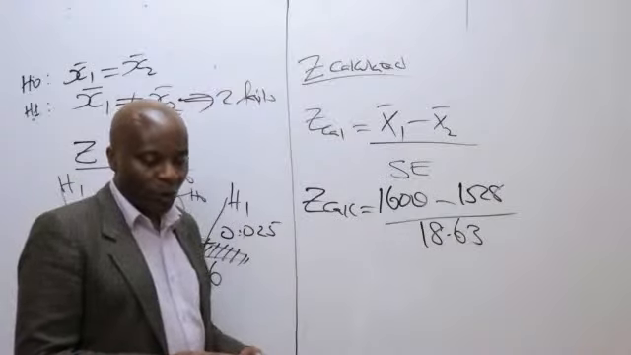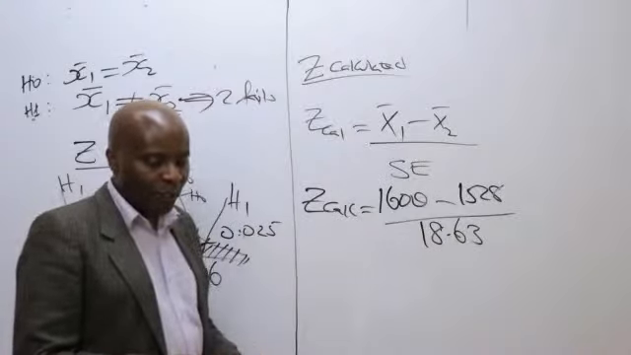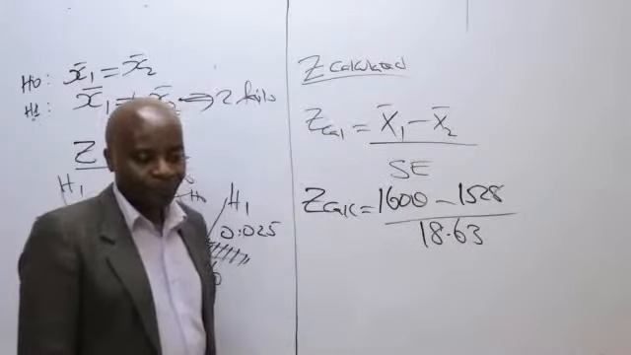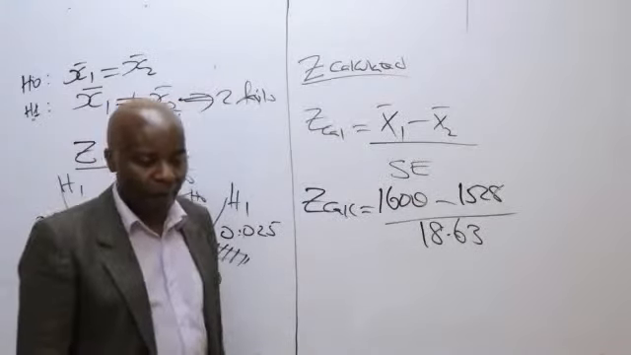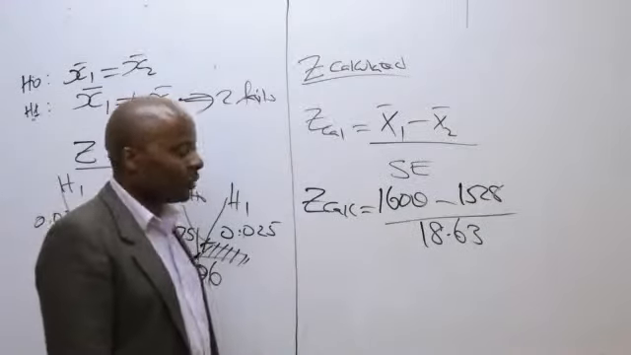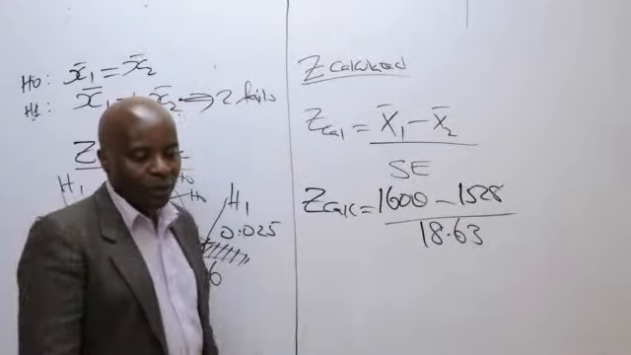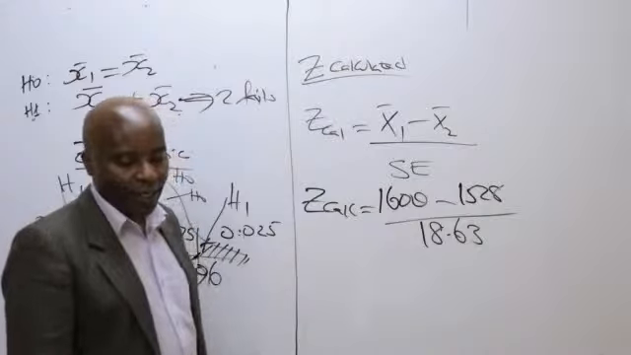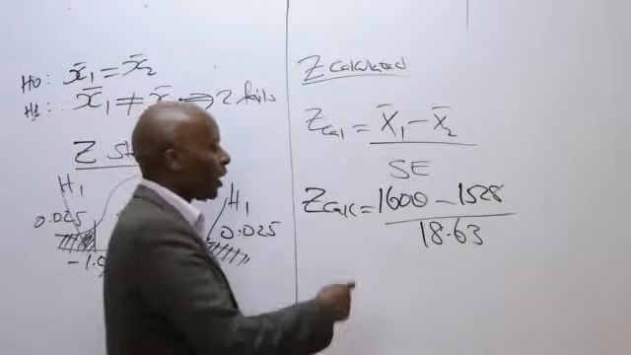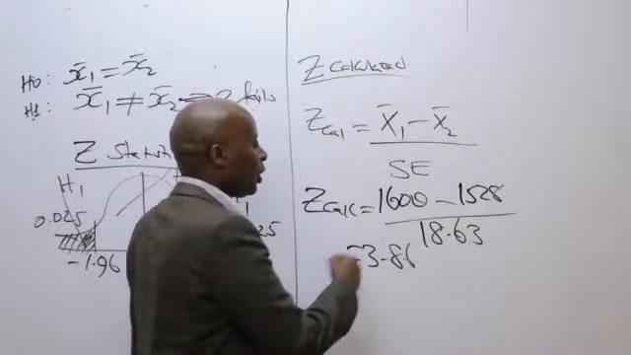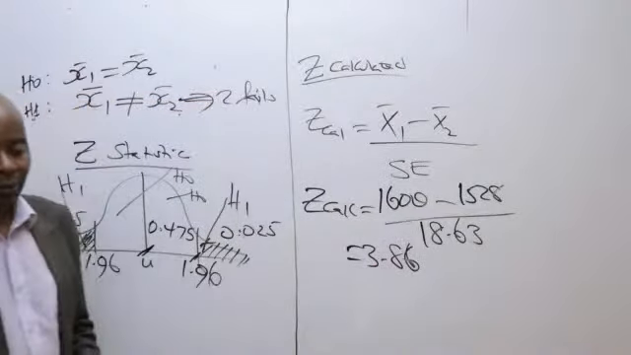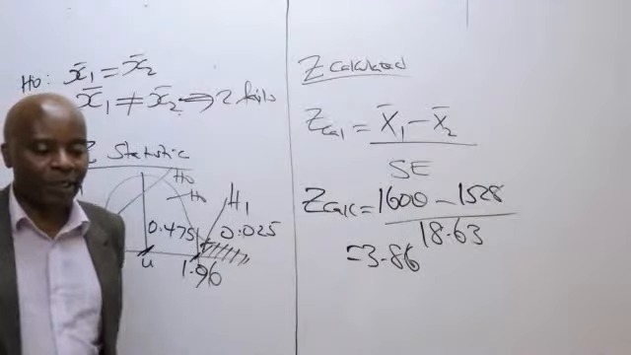You have to check your answer. 18.1 is quite off. I know it's near, but 18.1 is quite off. So I want someone to give me the final answer of Z calculated. Lokai, Denzel, Denise, they're giving me 3.86. So having gotten 3.86, what do you think could be the next thing to be done?